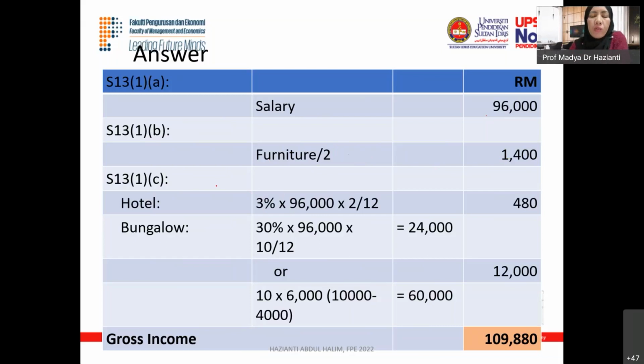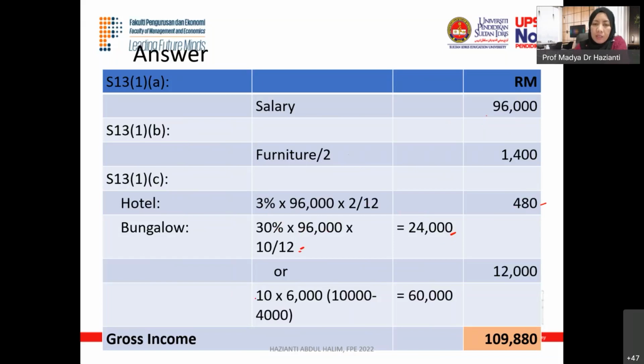Okay, hotel. First of all dia dapat hotel 3%. 3,000 pula. 3% times 96,000 gaji dia, times 2 divided by 12, sebab dia duduk 2 bulan sahaja hotel. So benefit is 480 ringgit. Okay, bungalow dia 30%, calculation dia 30% times 96,000 gaji dia times 10/12. Sebab apa? Sebab dia duduk 10 bulan sahaja. So dia dapat amount 24,000.